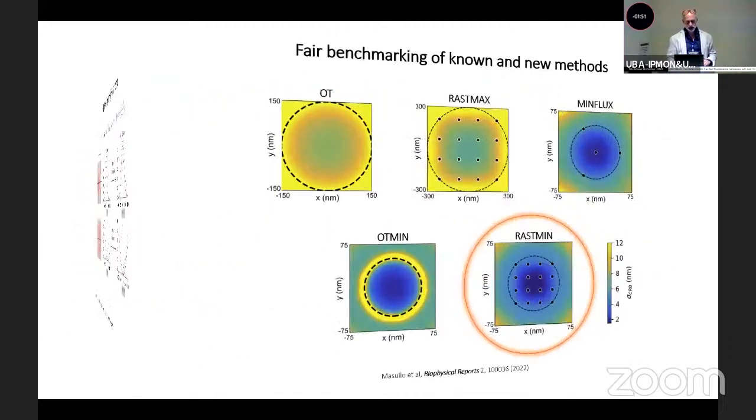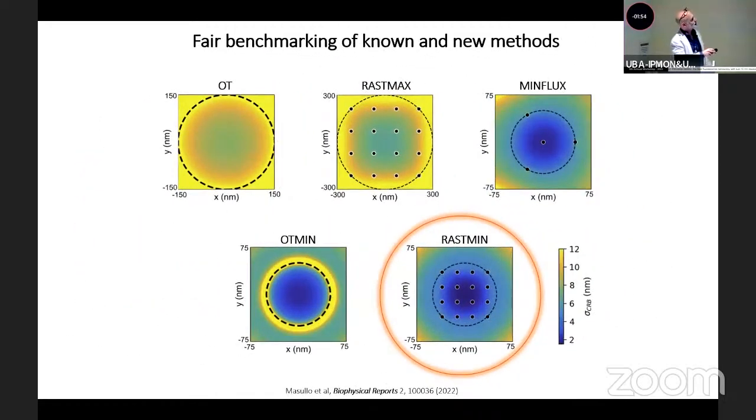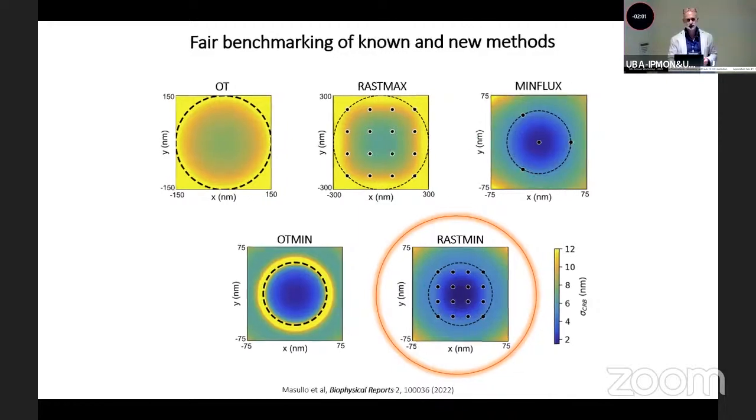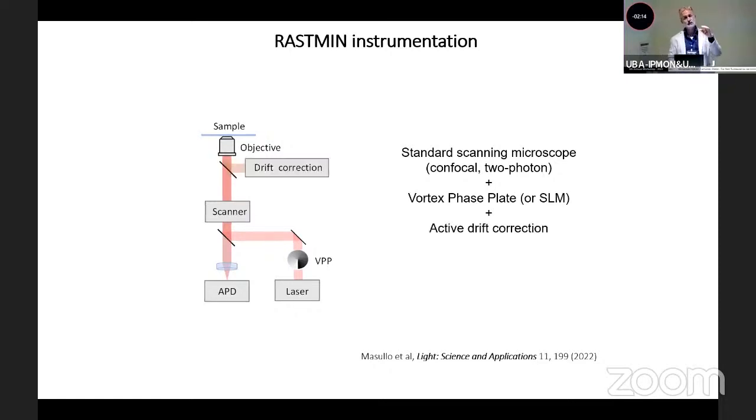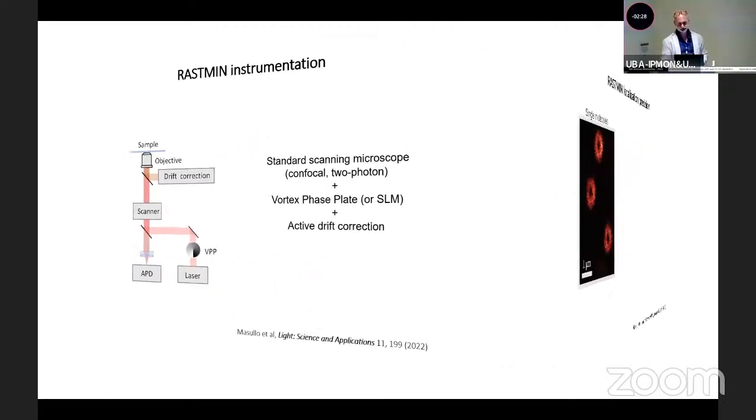Okay, so from all these possibilities, this one was particularly attractive to us because it's a raster scanning thing, so you can apply it on any microscope that you could have, a confocal, a 2-photon. So we tried it. We took our scanning microscope, and you need to do 2 modifications. First, you need to modulate the phase of your beam to get a 0, and then you need to have a drift correction because these measurements take some time. And if you want to achieve 1 nanometer localization error, your sample should not move more than 1 nanometer in that time. But this all can be done.